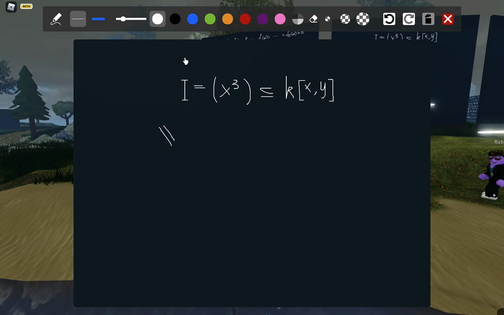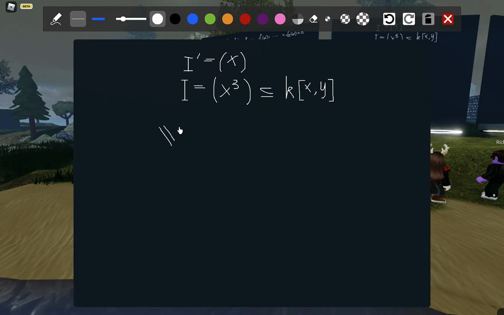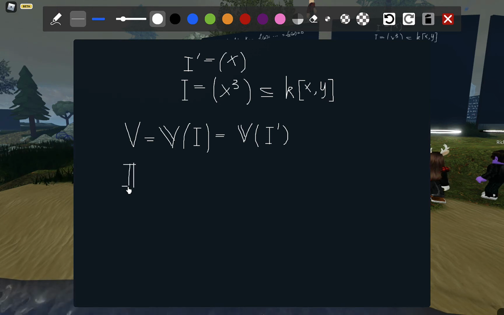So if I take I to be that and I prime to be just the ideal generated by x, they'll have the same vanishing sets. I'll call this common vanishing set V. When you take I of V, you get back I prime, not I. So I guess the point is that Grobner bases are ways to express ideals, but the fact that going from an ideal to a variety and back to an ideal still kills nilpotence has got nothing to do with the Grobner basis.